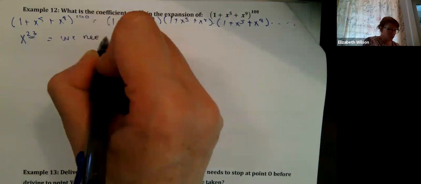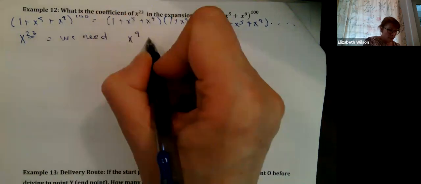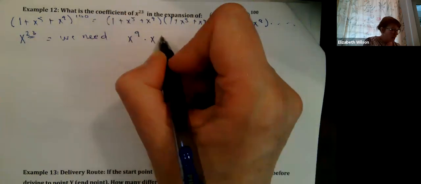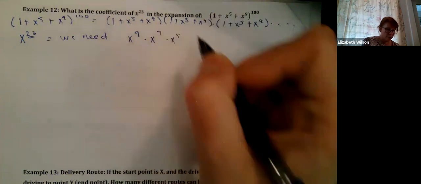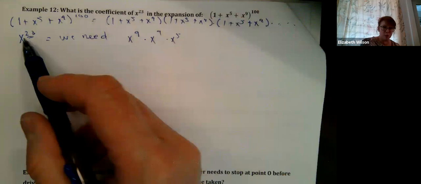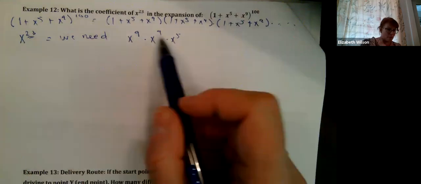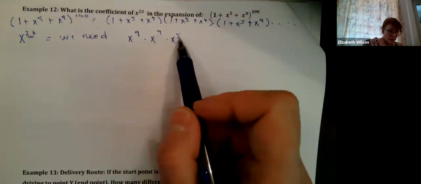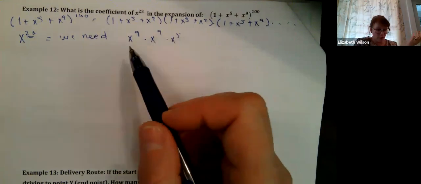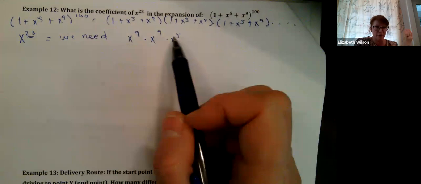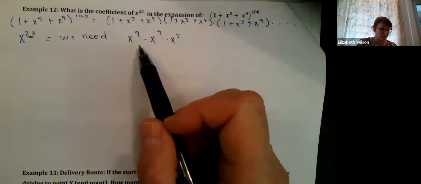combinations. I'm going to need a 9 times an x to the 9, so 9 plus 9 is going to be 18, times x to the 5th, right? So 18 plus 5 will give me 23. Other combinations, like x to the 5 times x to the 5 times x to the 5 times x to the 5, that doesn't work. X to the 5 times x to the 5 times x to the 9, they don't add up. So this is how we're going to get to x to the 23rd.